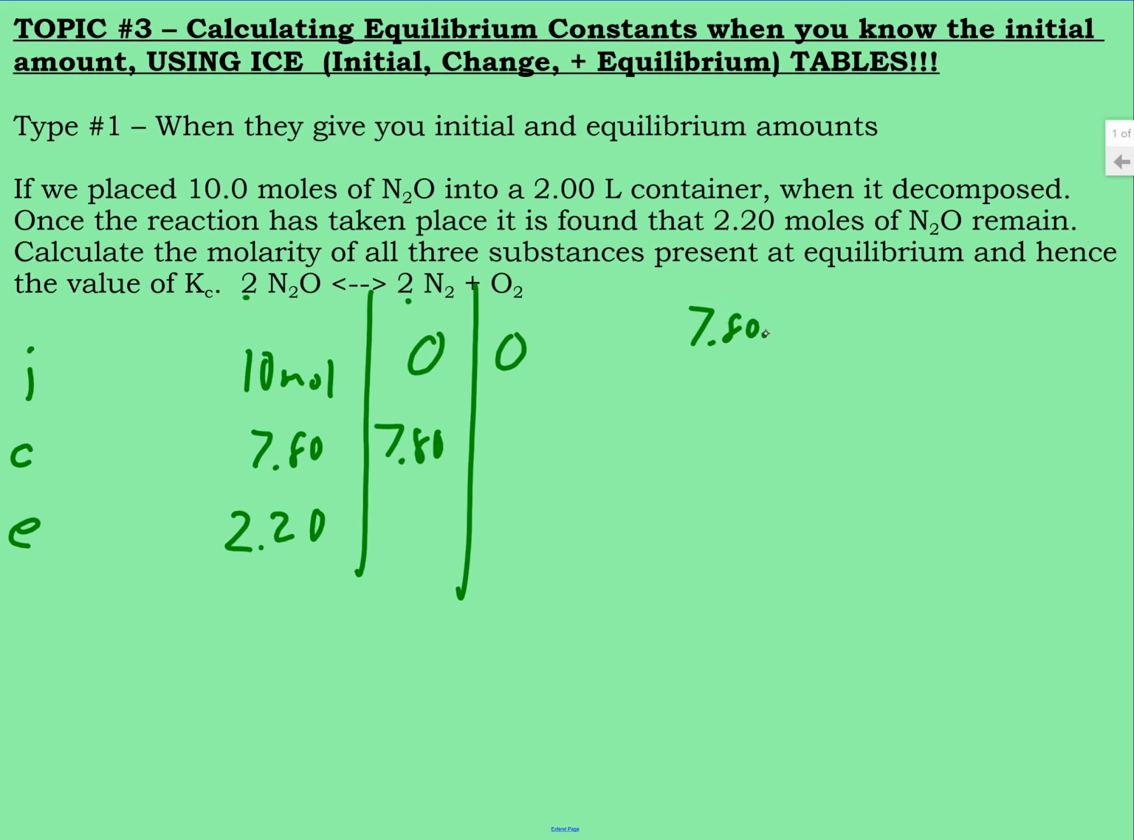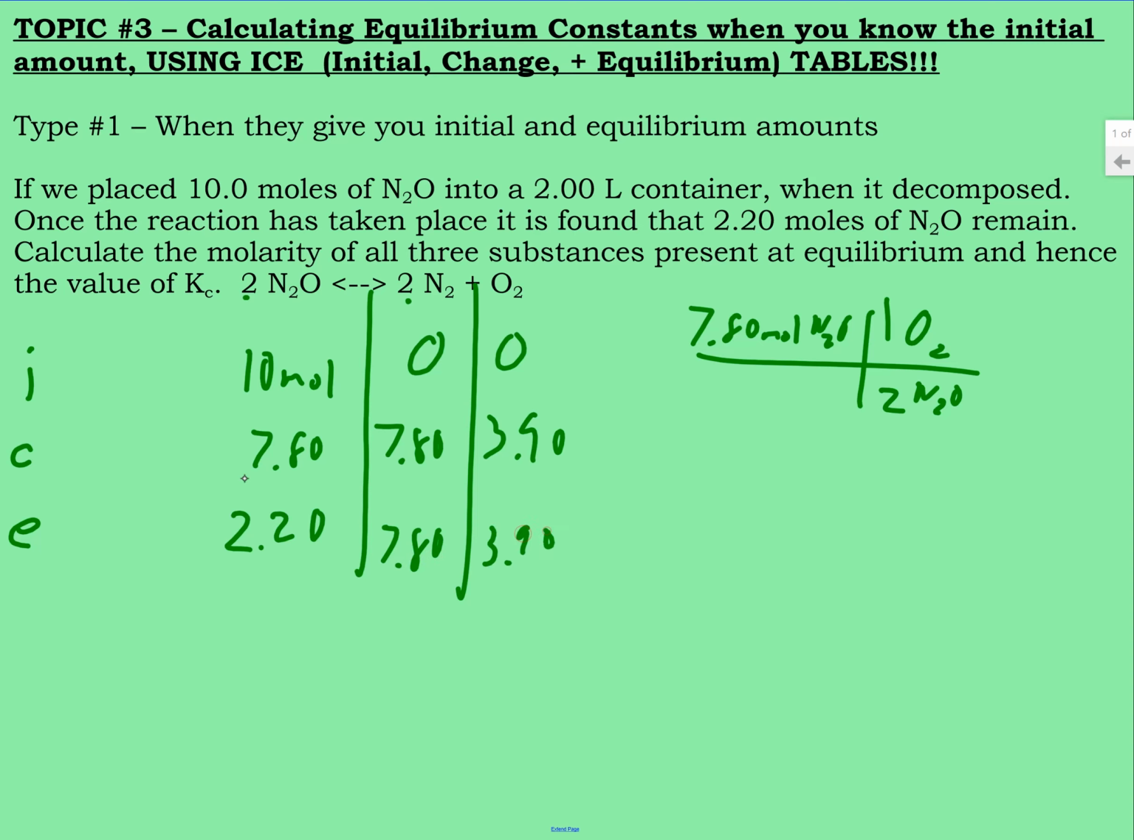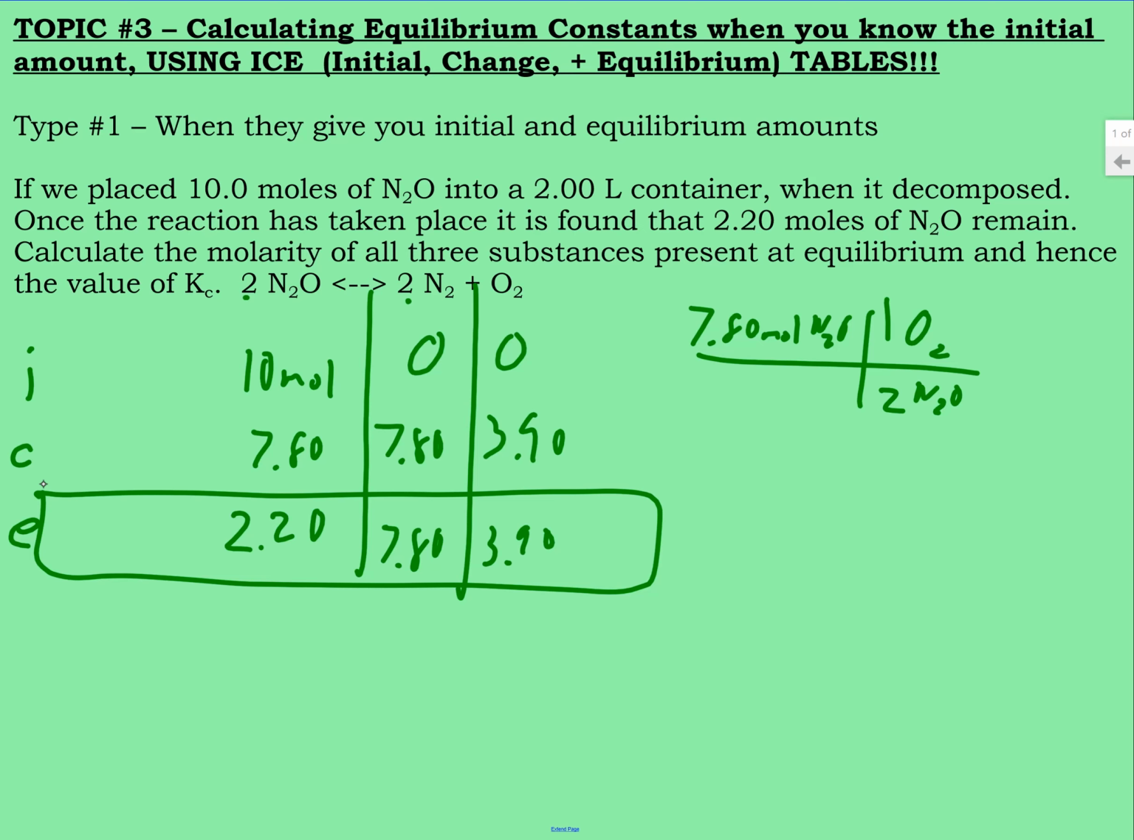You have 7.80 moles of N2O, and you need to go to O2. For every 2 N2O, you get 1 O2, and so you're going to get half. Maybe you can do that in your head. 0 plus 7.8 and 0 plus 3.90. That gives me the amounts at equilibrium. I need concentration, so I notice that the volume is 2 liters for all of them. So I divide each by 2, and that will be my concentrations.